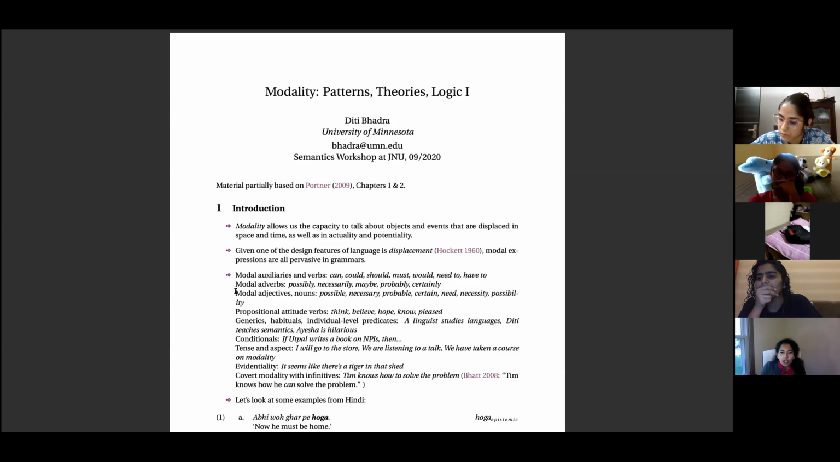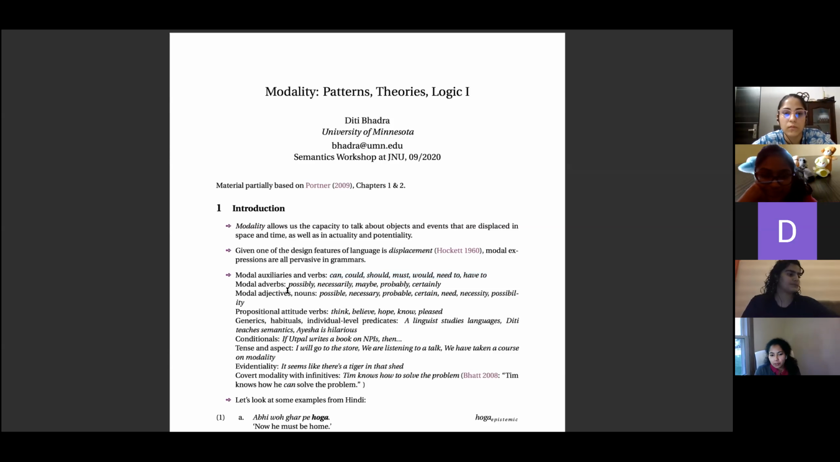So there are many modal expressions in our grammars. Here are some examples. This is not an exhaustive list, of course. I've given English examples here, just to start us off. You can have modal auxiliaries and verbs, with different modal interpretations. We can have modal adverbs like possibly, necessarily, maybe. We can have modal adjectives like possible, necessary, probable, certain. And then you can have nouns like need, necessity, possibility.